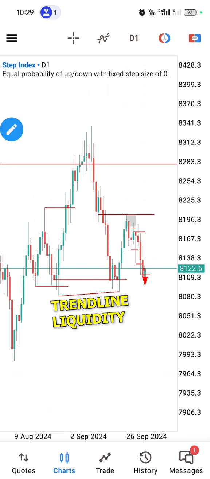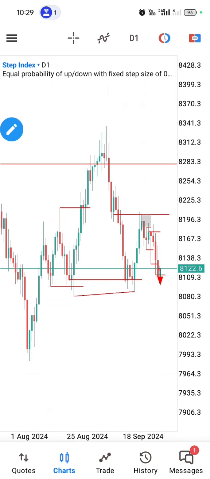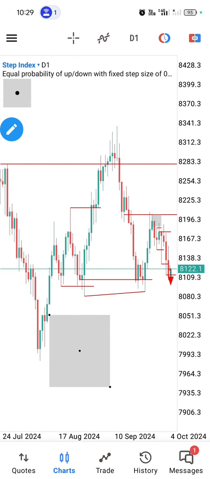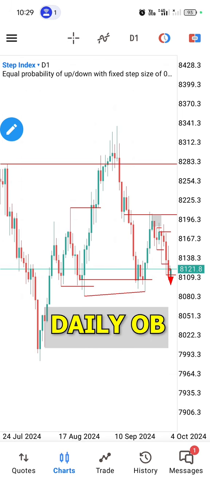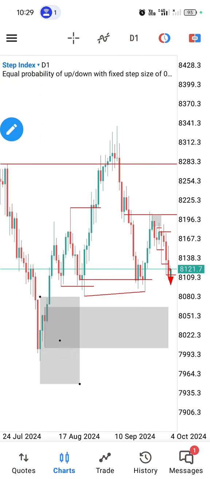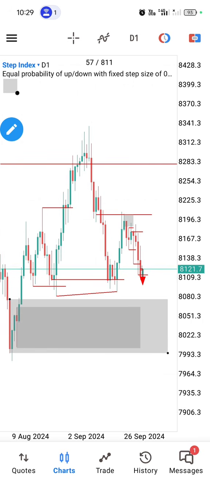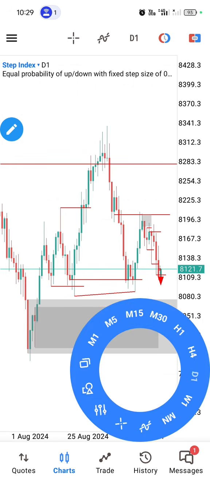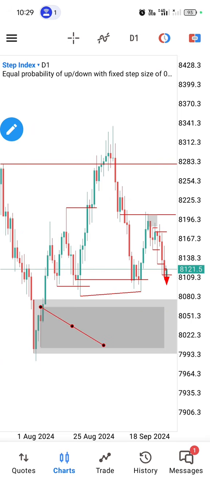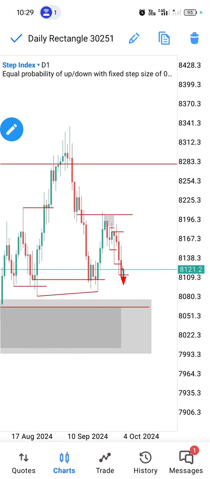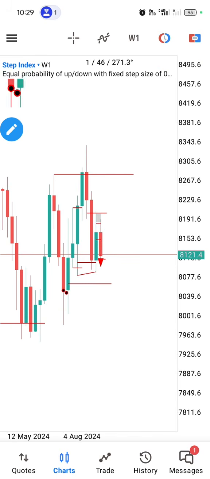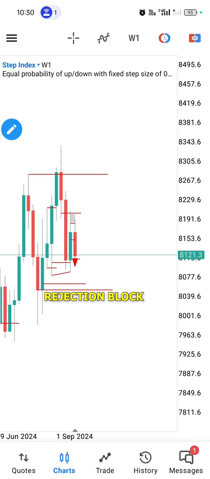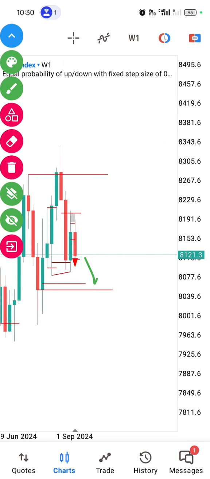Now that's our trend line liquidity that I think price has to reach for, and the destination of course is the daily order block, or where I think price will start moving up or continuing the upward movement from. Now that's basically my bias where I will be selling. So of course it might react off of the weekly rejection block, but we'll see that after.